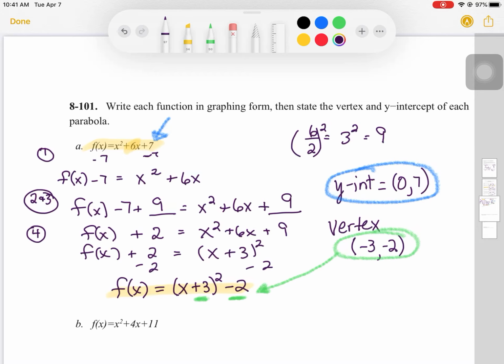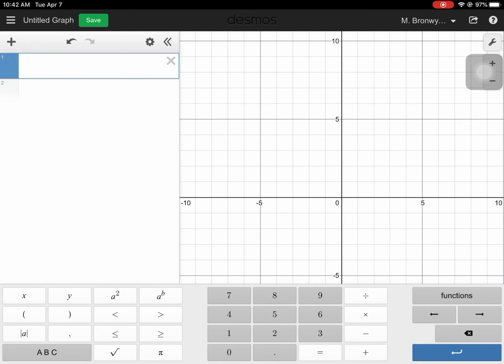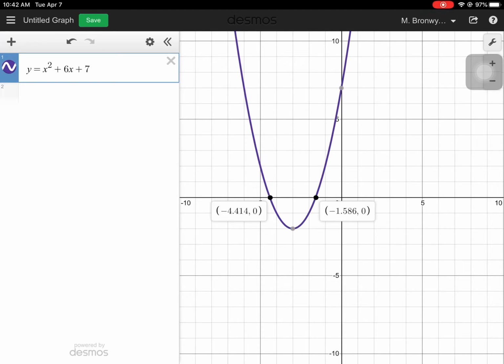I could go through and I could find my x-intercepts. I'm going to show you, though, the x-intercepts in this situation are not going to be friendly. If we go back to Desmos, I'm going to graph this new equation. So this equation is y equals x squared plus 6x plus 7. And if you look at the x-intercepts, you're going to see that they are decimals. We're going to talk about that, and I will walk you through that process of being able to solve those as we move towards another method for finding x-intercepts when they're not nice like that.